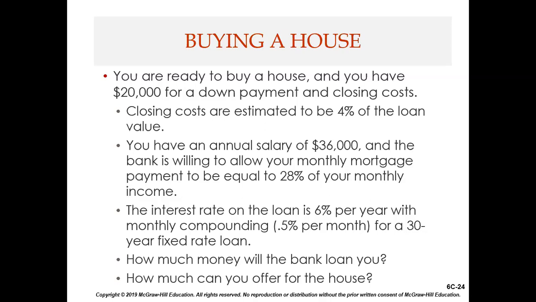You have $20,000 to put down for a down payment and closing costs. Closing costs are estimated to be 4% of the loan value. So let's see how much that would be. If we borrow $1,681,259.47, closing costs are $67,250.38. We have $20,000 to cover it.